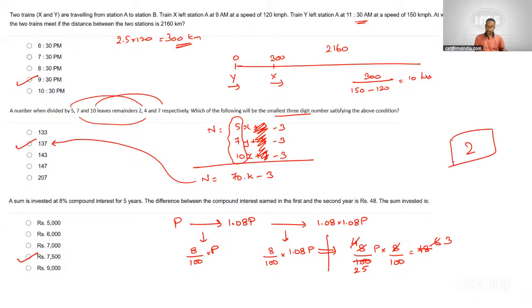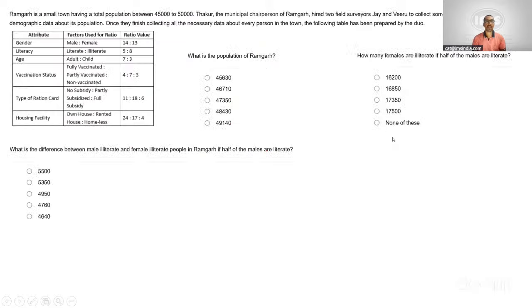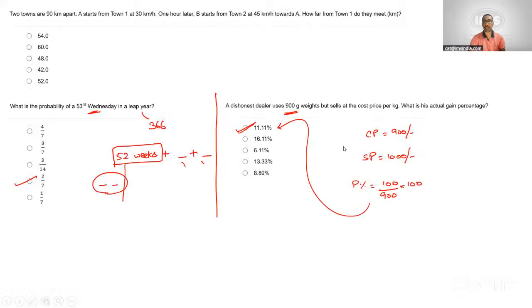I believe I solved 2 questions over here. Okay, satisfying. The tangent is drawn at point A on a circle with this. Maybe not very comfortable. I'm sorry, geometry is not my first priority at any point. Ramgarh is a small town having a population. It is very tempting. I don't know how much time I've got left, but I'll see. Gender literacy, this. No, this is a lot of information anyway. Maybe not now, a little later.